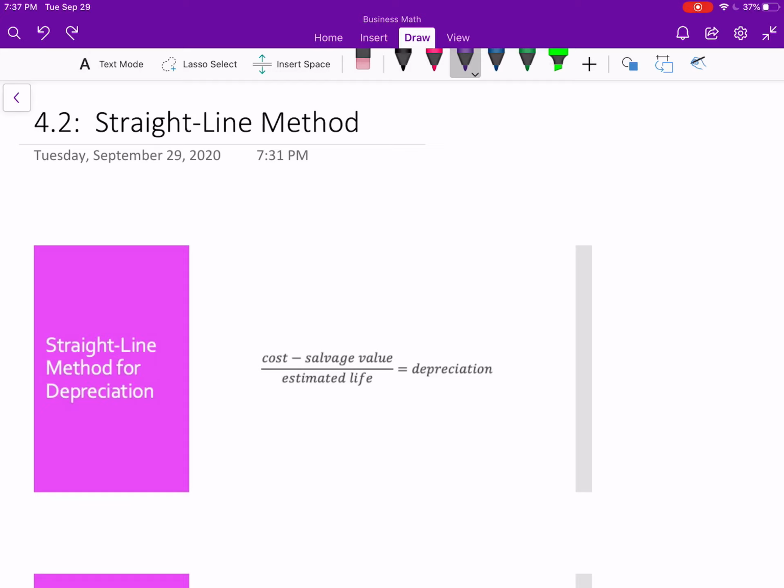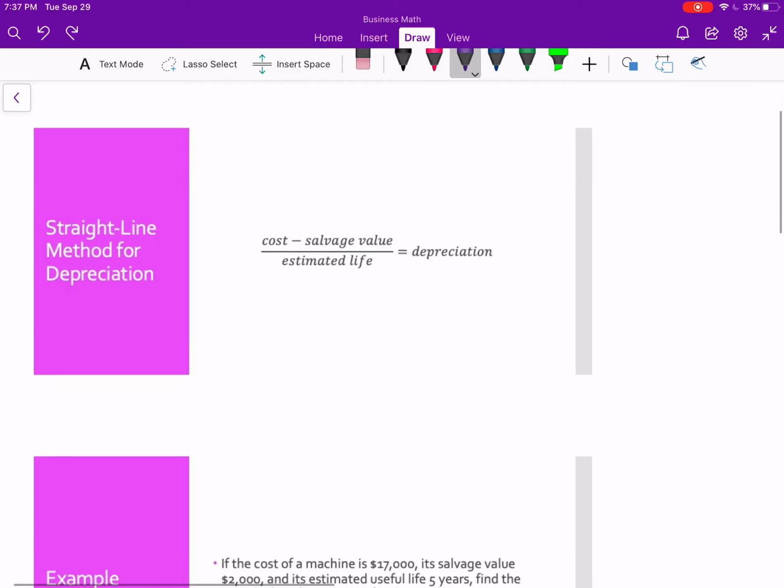So the straight line method, you take the cost minus the salvage value and divide by the estimated lifetime of the machine that you're talking about to get your depreciation per year. Please notice that in the straight line method, every year is going to have the same depreciation. In other models, it might be variable, but in this case, it stays the same throughout the life of the machine.